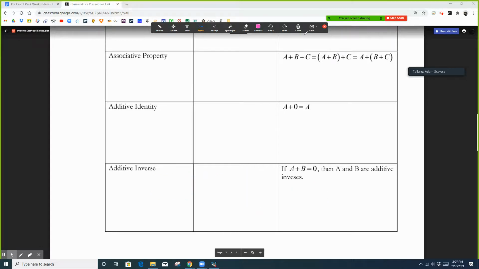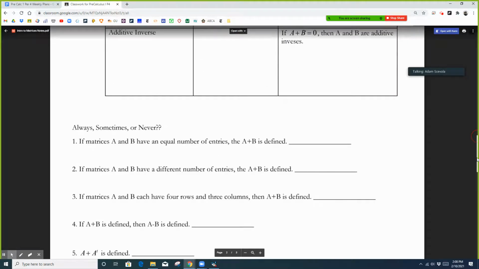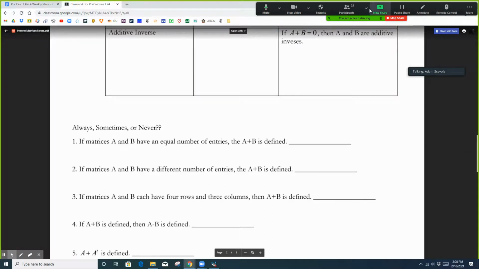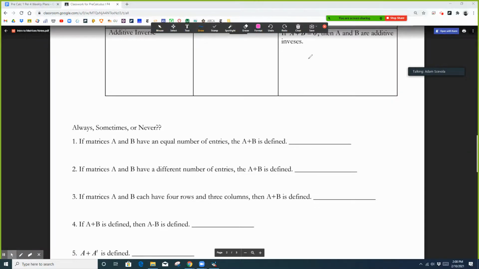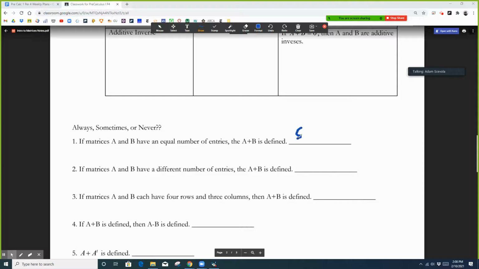All right, so now let's do some operations here. Oh, my bad. All right, so always, sometimes, and never. Matrices A and B have equal number of entries. A plus B is defined. All right, that you may think is true always at first, and it is true a lot of times, but it's only true sometimes. In order for you to add matrices, they have to have the same dimensions.